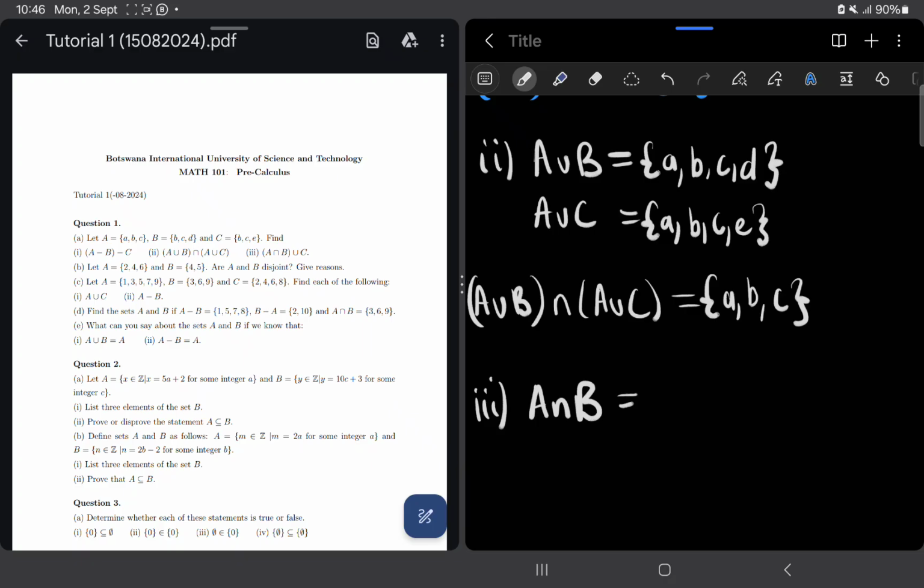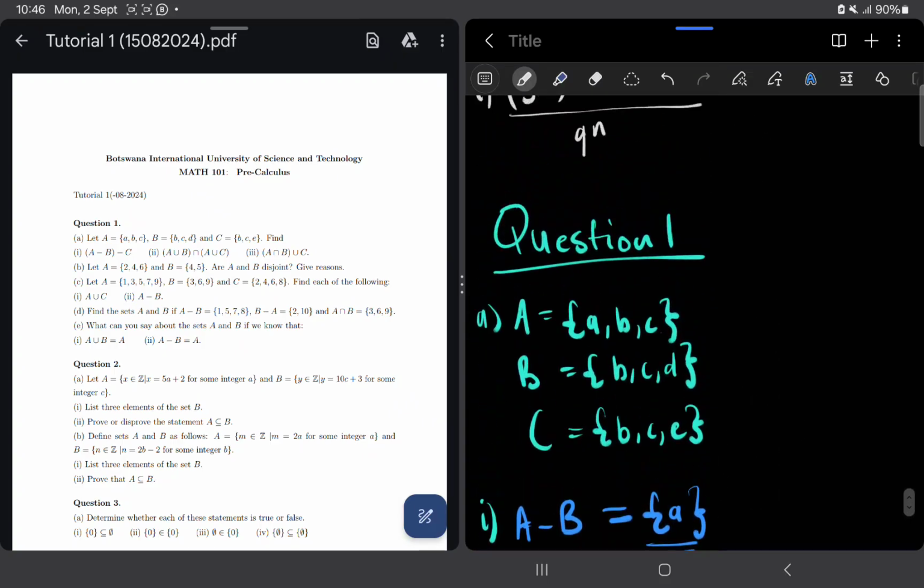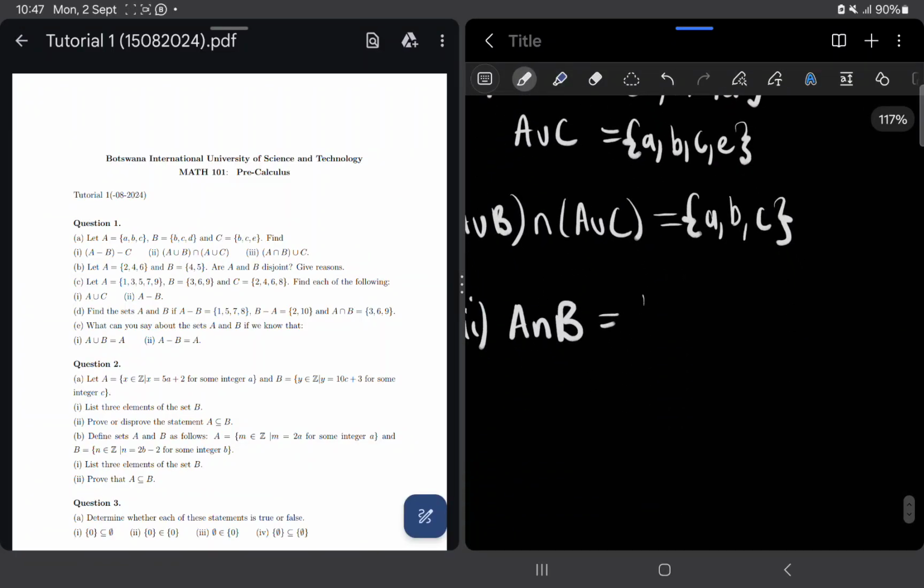A intersection B just means something which is there in A and in B. Intersection in English is in a word. When we try to use a word to represent it, it's and. So this means A and B. So it's there in both. Let's look for something which is in A and in B. This letter A, no. B, yes. So B is one of them. C, yes. C is another one of them. So it's B and C. Okay, so we can say that this will be equal to B and C.